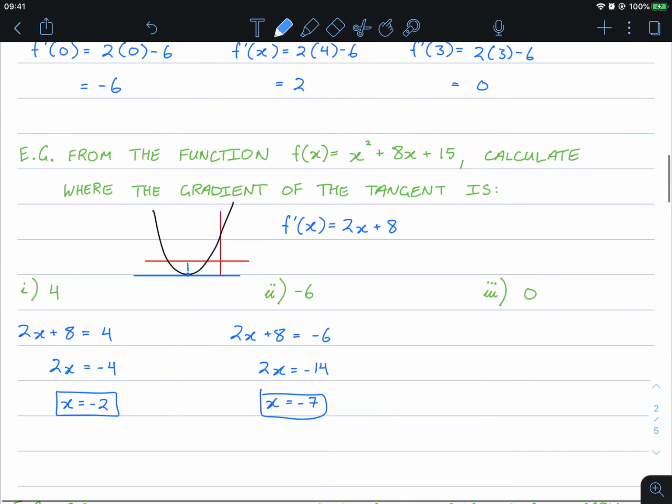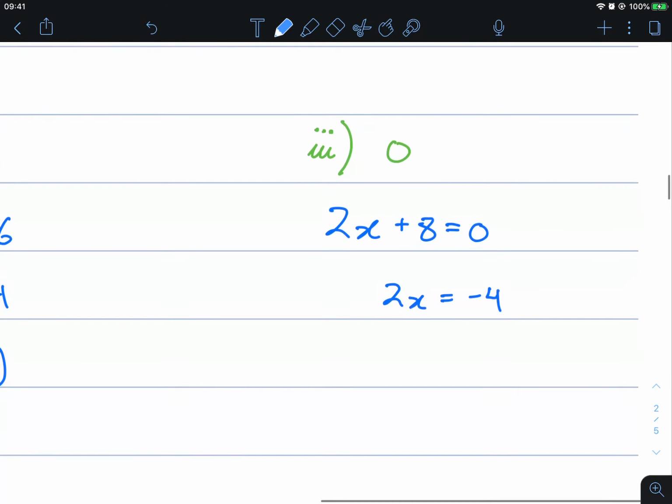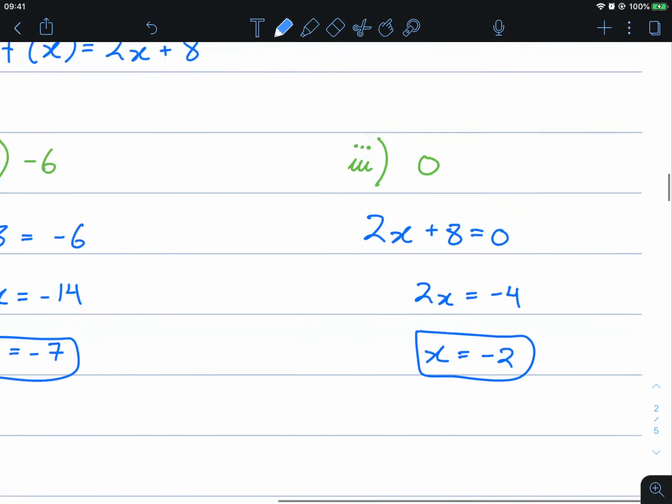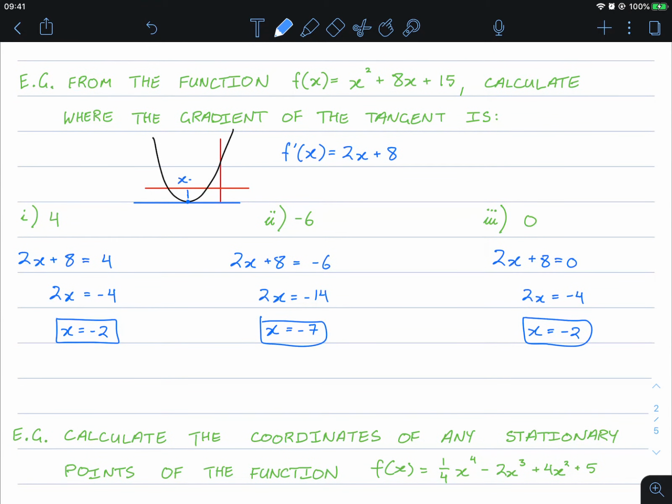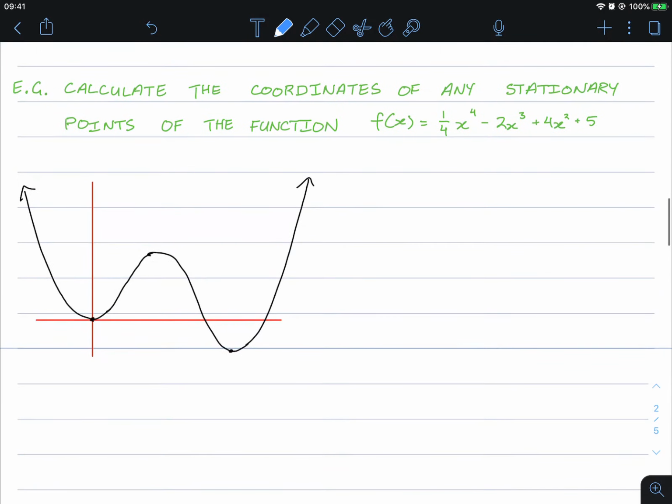Well, to solve for this, we let 2x plus 8 equals 0. Solving for x, we get 2x equals -4, x equals -2. So that point there is x equals -2. Let's do one more example.